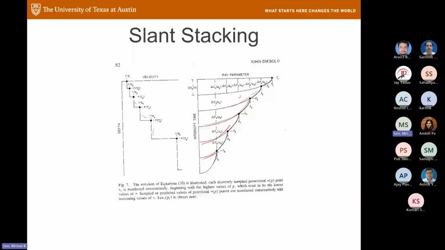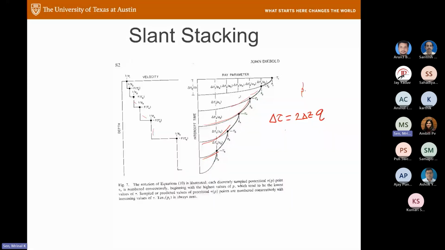One thing I commented on is that in the p domain, we don't do ray tracing here. It's only because for each one of these, all I have to do is compute my delta tau, which is the vertical delay time. And this delta tau is nothing but 2 times delta z for a particular layer times q, the vertical slowness. So for modeling purposes, we know the thickness and we know the velocity, and p is an independent variable. So for a given p, I know what q is.